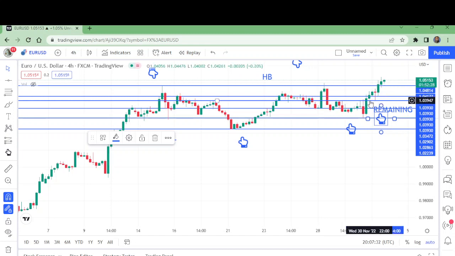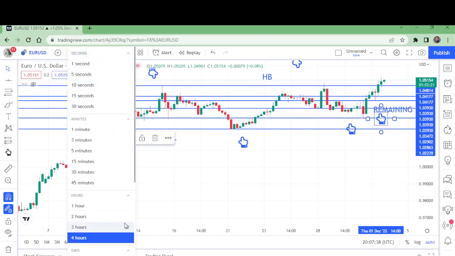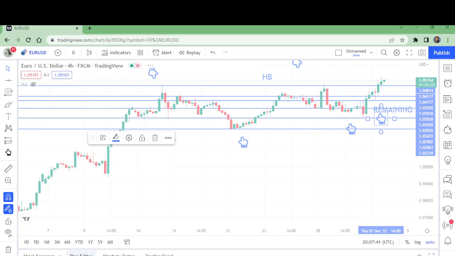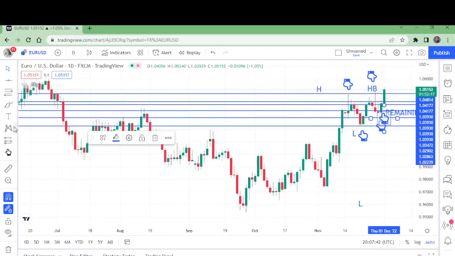So this is expected to come and retest this, and then let us go to the daily market and we'll go upward, and let me put the push, and after retesting this level go all the way upward to the next resistance.